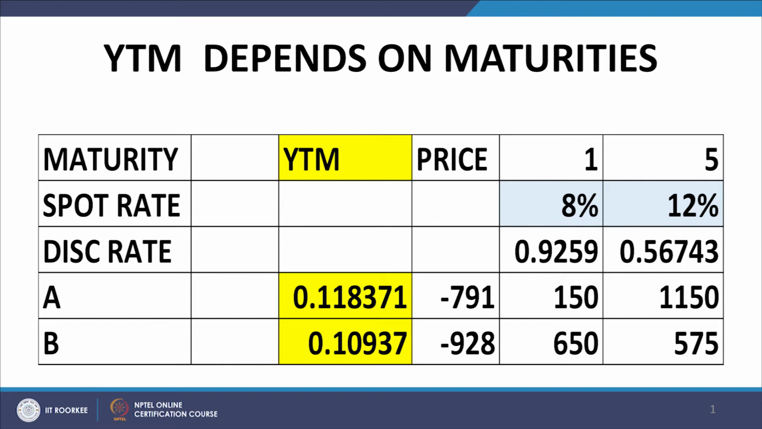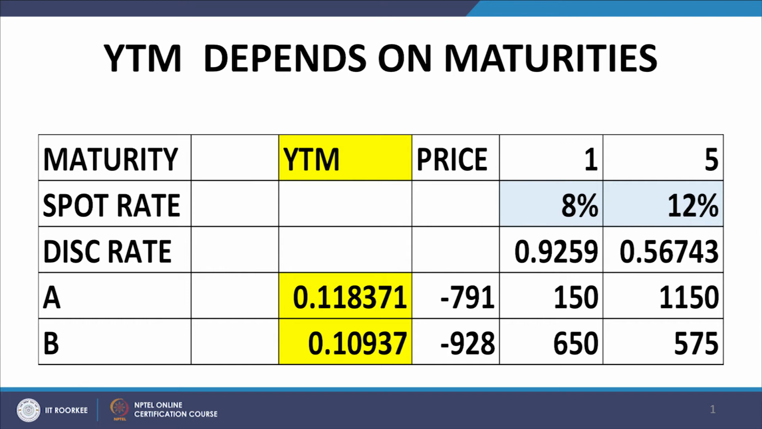So, in the case of bond B, redemption of 50% of the bond is at the end of the first year, and the redemption of the remaining 50% of the bond is at the end of the 5th year. So, we get 575 at the end of the 5th year and 650 at the end of the 1st year.